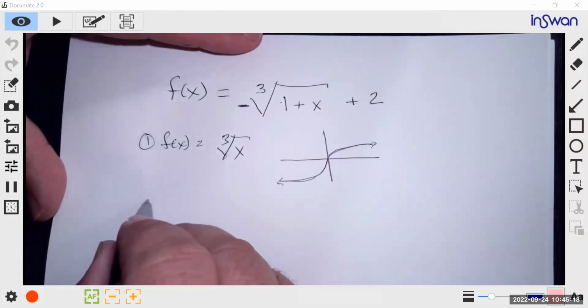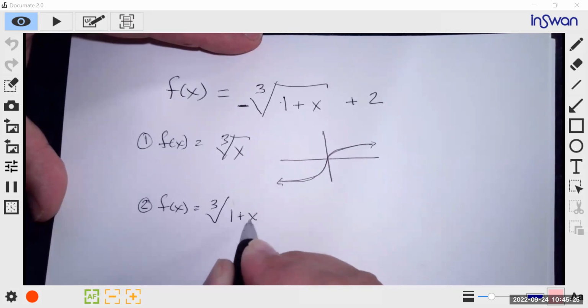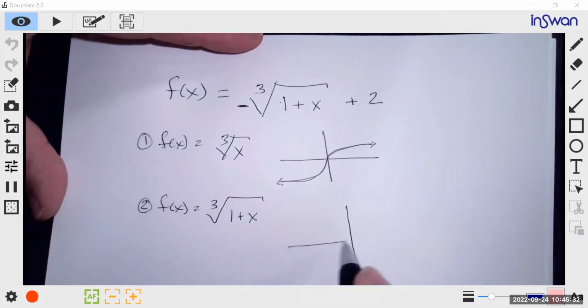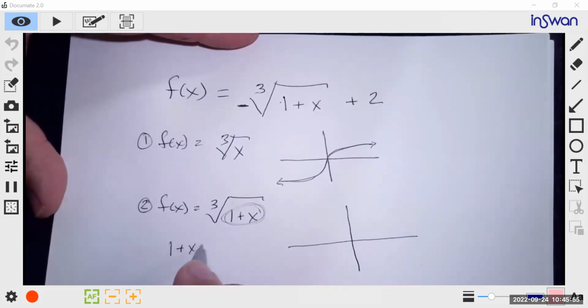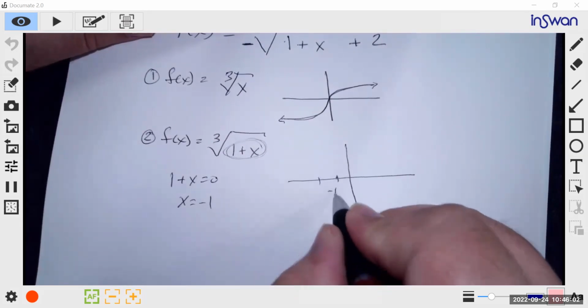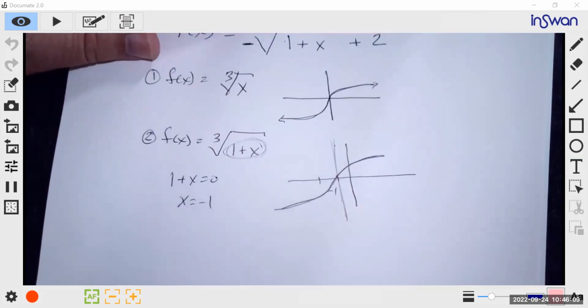All right. What's the horizontal shift tell me to do? Do I have a horizontal shift? Well, yeah, here's the function. Take what's inside there and set it equal to zero. Minus one, right. So that means we're going to shift to the left one unit. The graph still looks the same. It's just shifted to the left one unit.